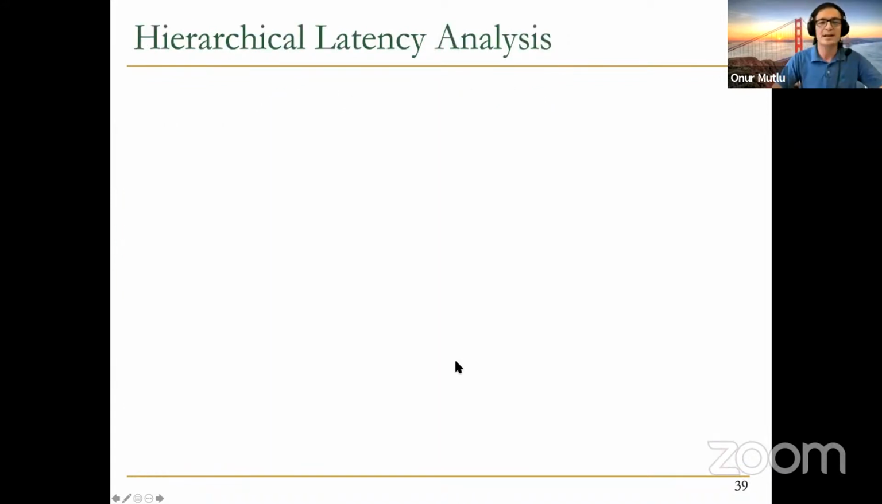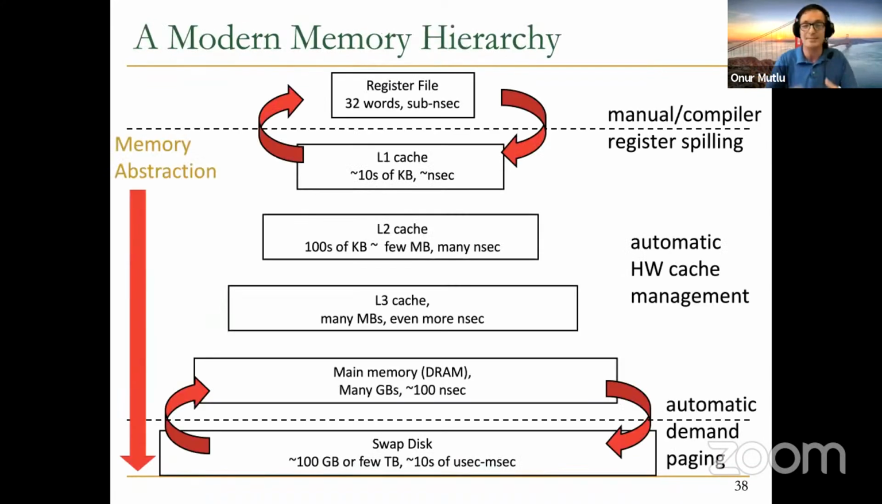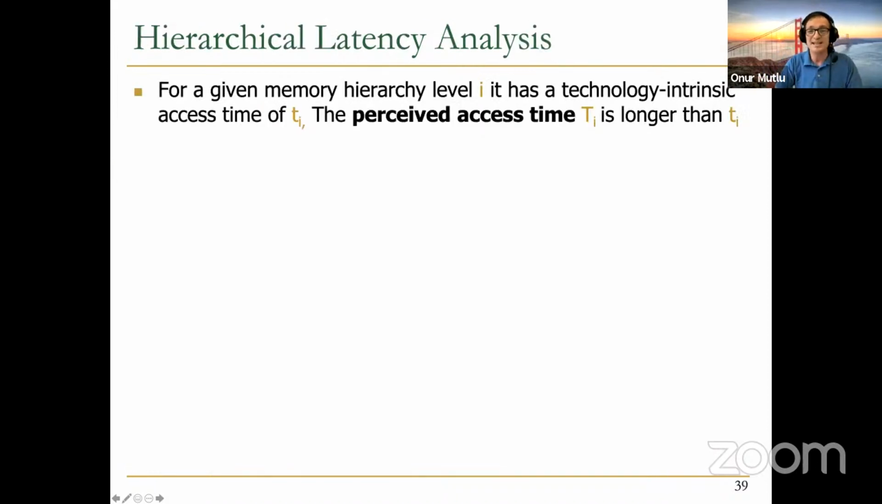Okay, before we take a break, let me quickly talk about hierarchical latency analysis, and then we're going to go deeper into the caches. If you look at a memory system that looks like this, clearly it has many levels. And this is very much representative of an existing system. Maybe the numbers are different in different systems, clearly. But basically, you can do a hierarchical latency analysis. This is also in your reading, so I'm going to go through it relatively quickly. A given memory hierarchy level i has a technology intrinsic access time, or latency. Let's call it small ti. But you also have a perceived access time, large Ti, that's longer than small ti, because you may actually not find the data at a given memory hierarchy level i.